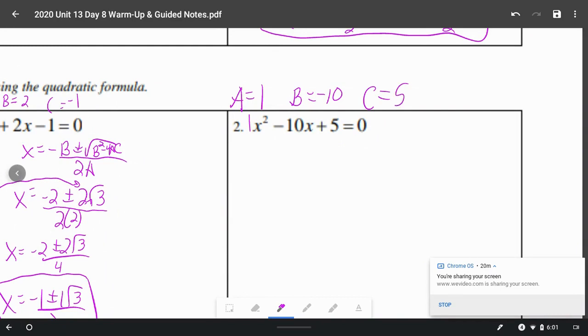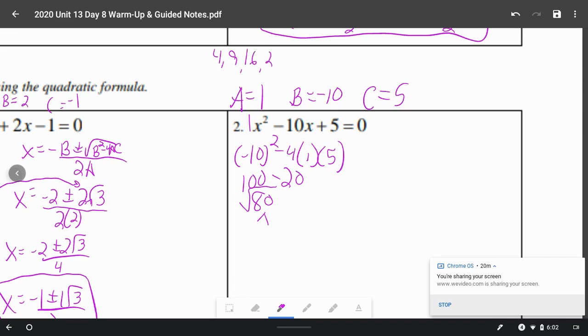So if I were to find my discriminant, I get -10 squared minus 4 times 1 times 5. So that'd be 100 minus 20, and that would give me 80. So then from there, I'm supposed to find my square root of that. Square root of 80, I think 4, 9, 16, 25, 36, 49, 64, 81. Oops.